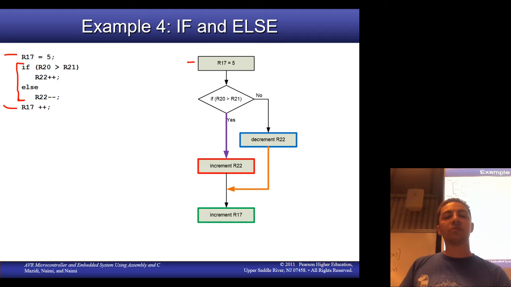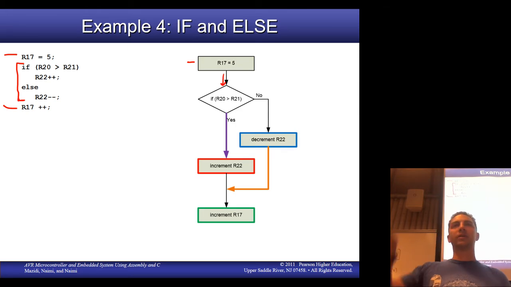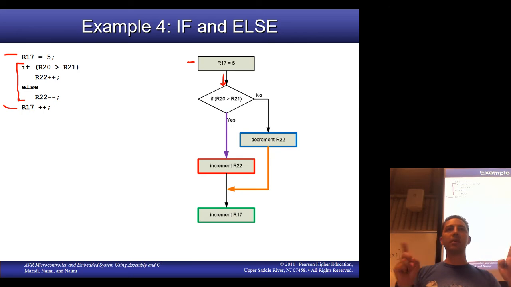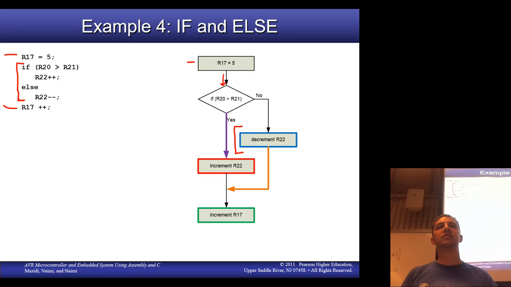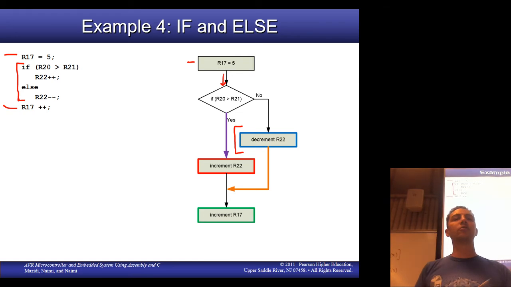Okay, R17 equals 5. Then we go into our conditional. If R20 is greater than R21. Now here, I've broken my own rule already. I said always make sure that the yes jumps past some code. And I always did that by making the yes come out to the right. But I actually haven't broken my rule. My rule is always make the yes jump past something. Here, the something I'm jumping past is the decrement. If you've ever done flowcharting in previous courses or even in brainstorming, typically you'll see something like this.